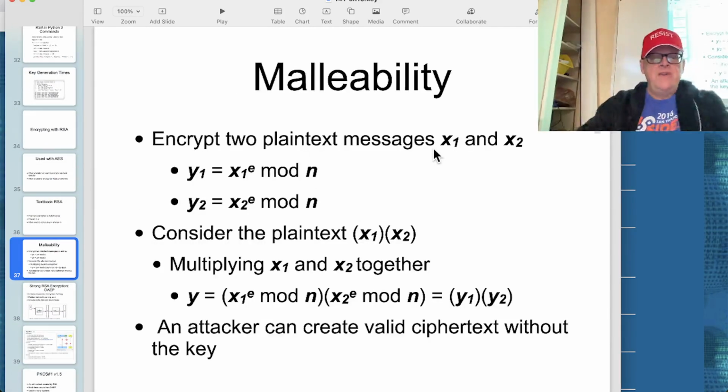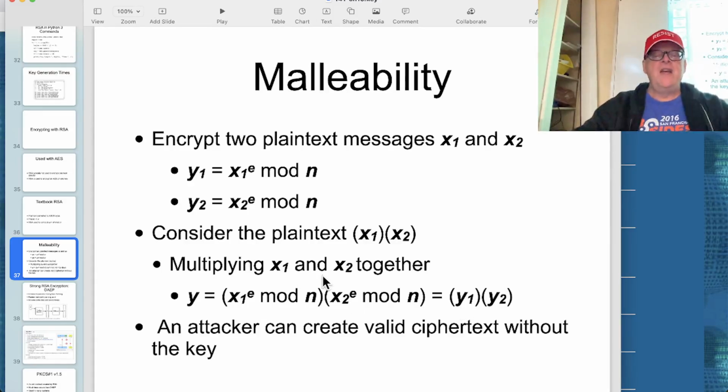Now the problem is, it's got some weaknesses. For example, suppose you encrypt 2 messages, X1 and X2, with the same key. So you have X1 to the E mod N and X2 to the E mod N. Well now, if I just multiply the Y's together, even though I don't have the key, I can construct a valid encrypted message by multiplying these together. Multiplying these together will be the correct encrypted version of multiplying X1 and X2 together.